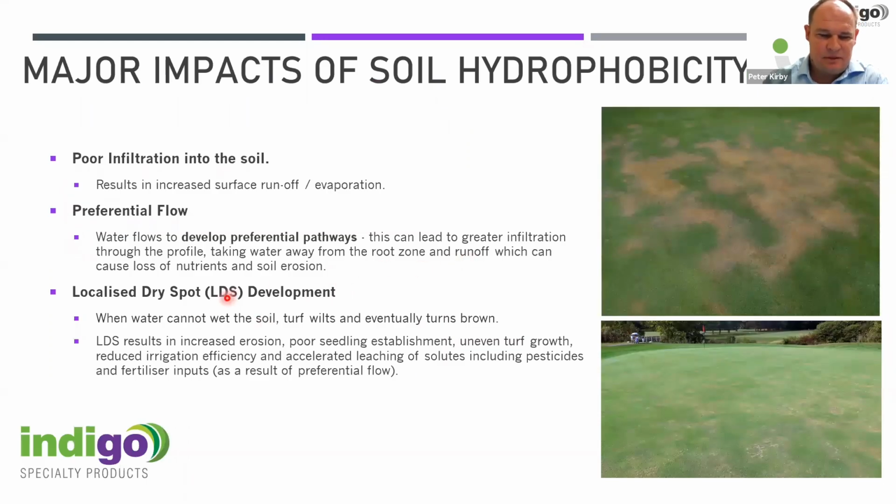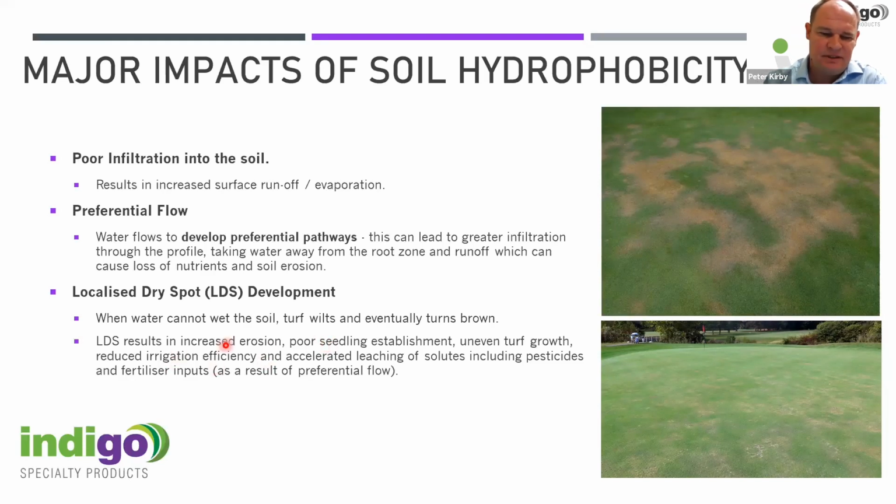As a result of that preferential flow, we get localised dry spot development. Localised dry spots are purely a lack of water for the plant. If the soil's hydrophobic, the soil can't wet. As a result, turf wilts and eventually turns brown. In those situations, nutrients can't go into the plant because they need to go through via water. Chemical inputs and other inputs in the turf management system can't be taken up. So the plant wilts, dehydrates, and falls apart.